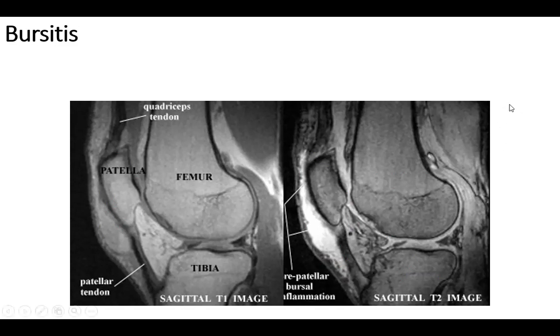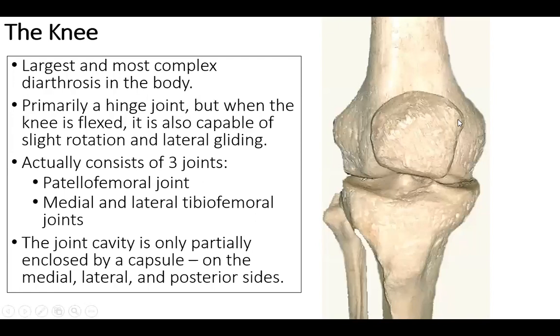But bursitis is still a condition that can occur when those bursa sacs are inflamed. And repetitive motion or constant pressure on them will cause this to occur. Okay, now, so here we have our knee, the largest, most complex diarthrotic joint in the body.